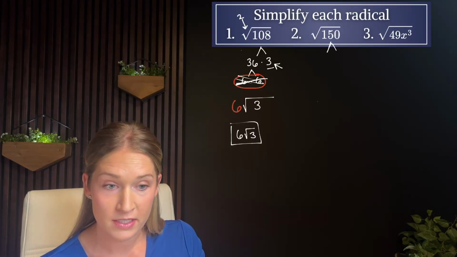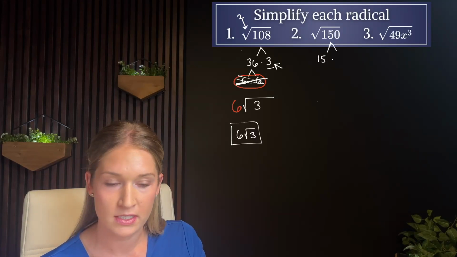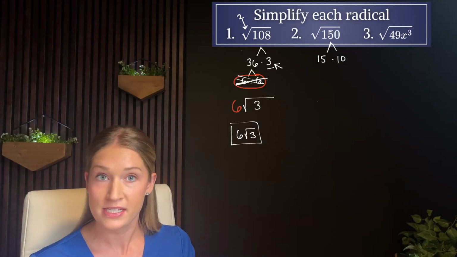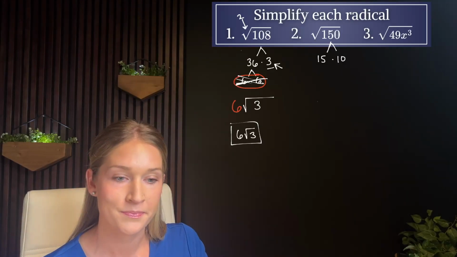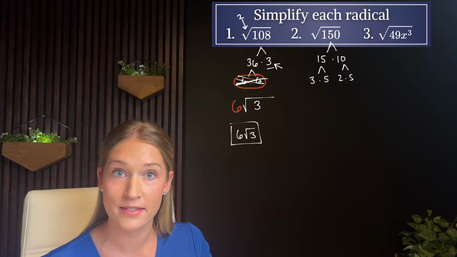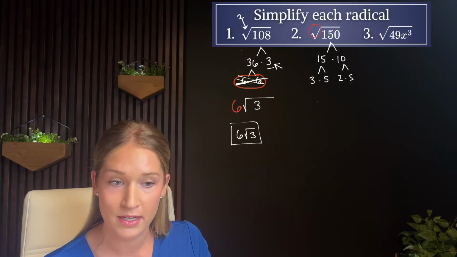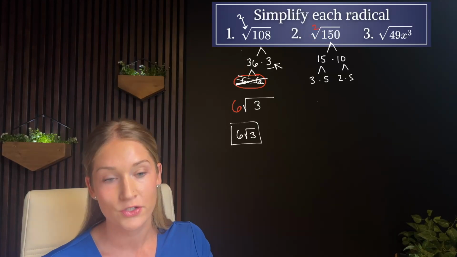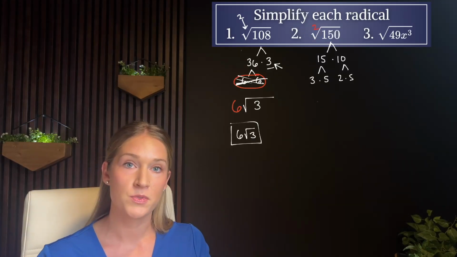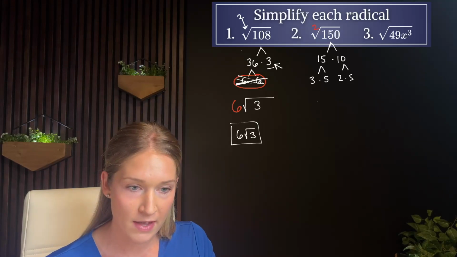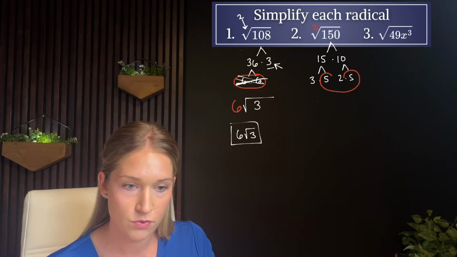For 150, I could factor this into maybe 15 times 10. Maybe you're not comfortable with 25 times 6, but you see 15 times 10. So let's start there. Then I break down my 15 into 3 times 5 and my 10 into 2 times 5. And again, this is a square root because there's nothing written in that index spot, which means that there is an implied 2. So I need to make groups of 2 in order for anything to come out of the radical.